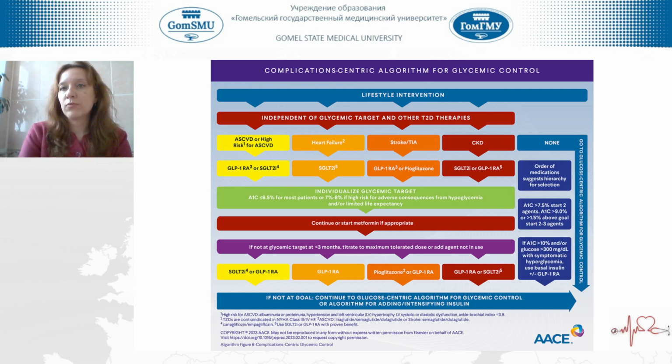If there is no such comorbidity, medication is suggested for selection. And then you can see that you can continue or start metformin and add another anti-glycemic drug at less than 3 months. Titrate to maximum tolerated dose or add an agent not yet used. And so you can see what you can add.